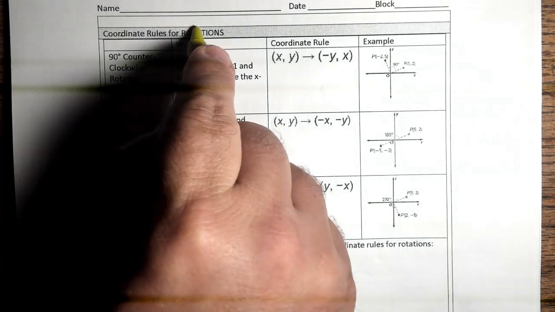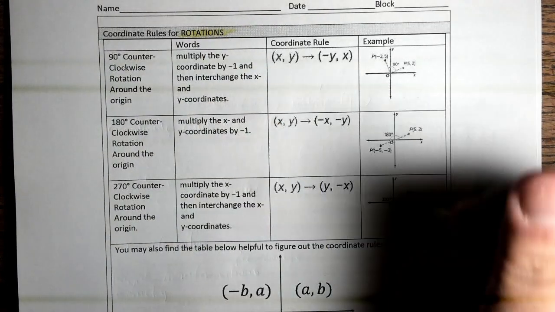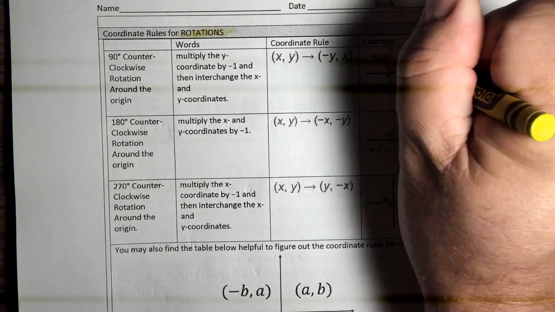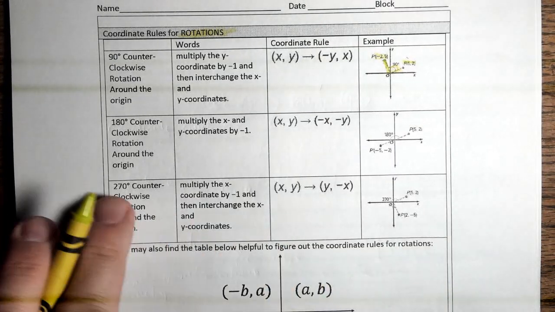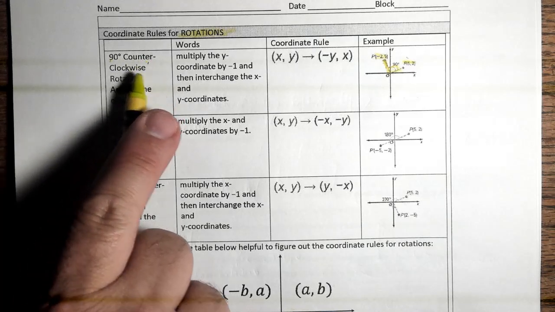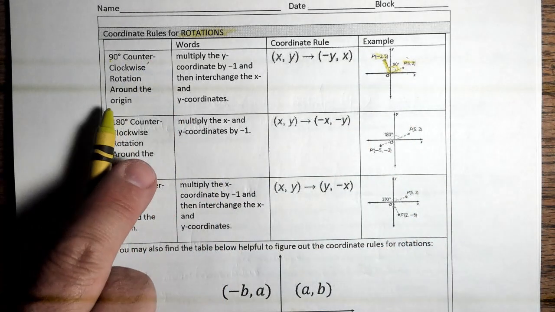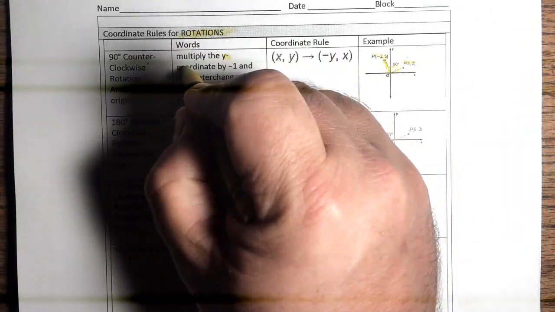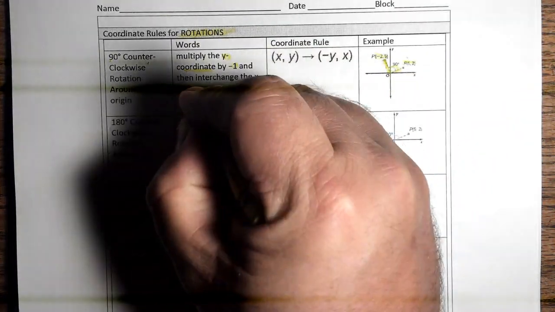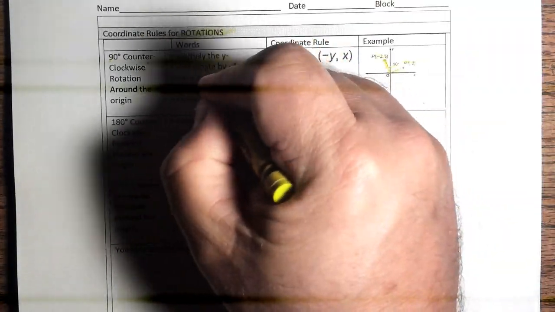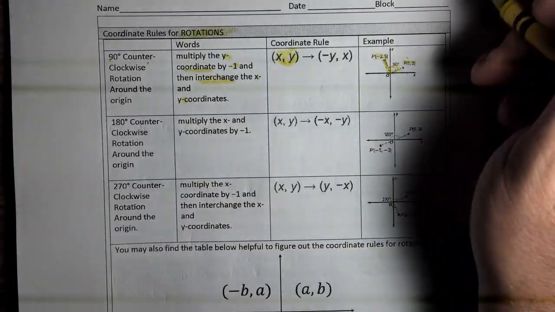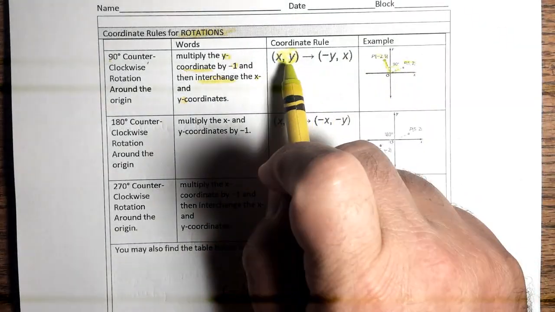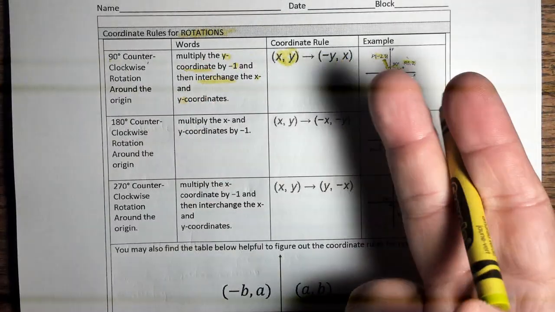So now we have rules for rotations. Notice here we go from here to there. There's your P, there's your P prime. It's a 90-degree counterclockwise rotation about the origin. We multiply the y coordinate by negative 1 and interchange the x and the y. So here x comma y becomes negative y comma x. We made the y negative and we flipped them.